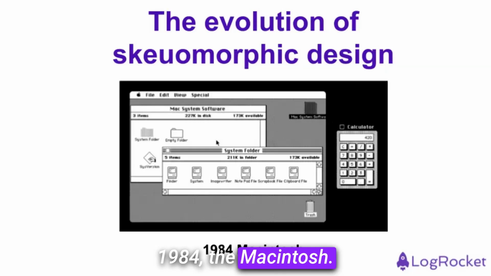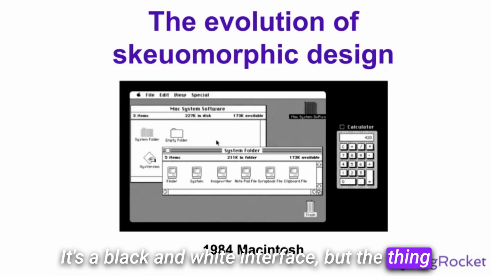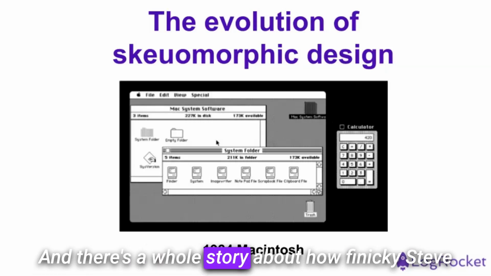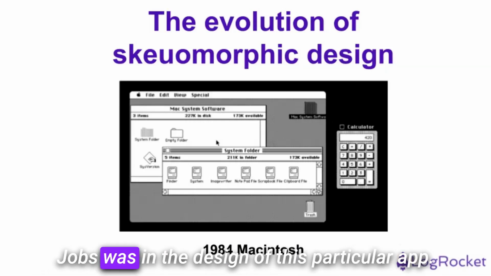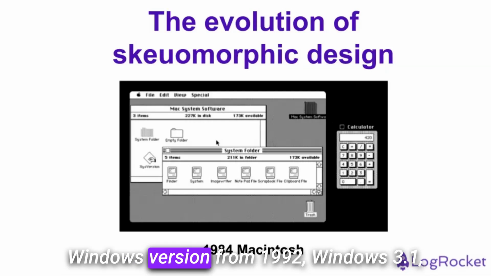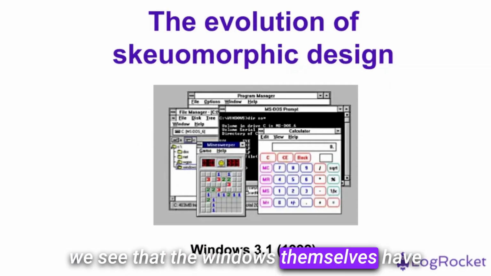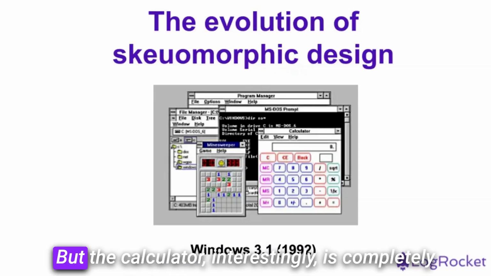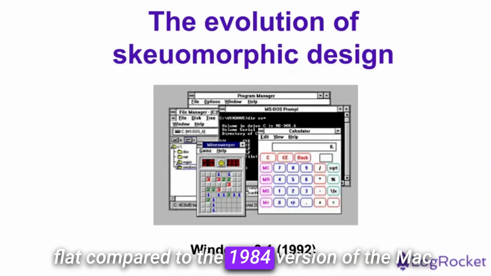1984, the Macintosh, it's a black and white interface, but the thing to really watch for over here is the calculator. And there's a whole story about how finicky Steve Jobs was in the design of this particular app. It's interesting if you contrast this with the Windows version from 1992, Windows 3.1, you see that the windows themselves have a lot more texture and three-dimensionality, but the calculator, interestingly, is completely flat compared to the 1984 version of the Mac.